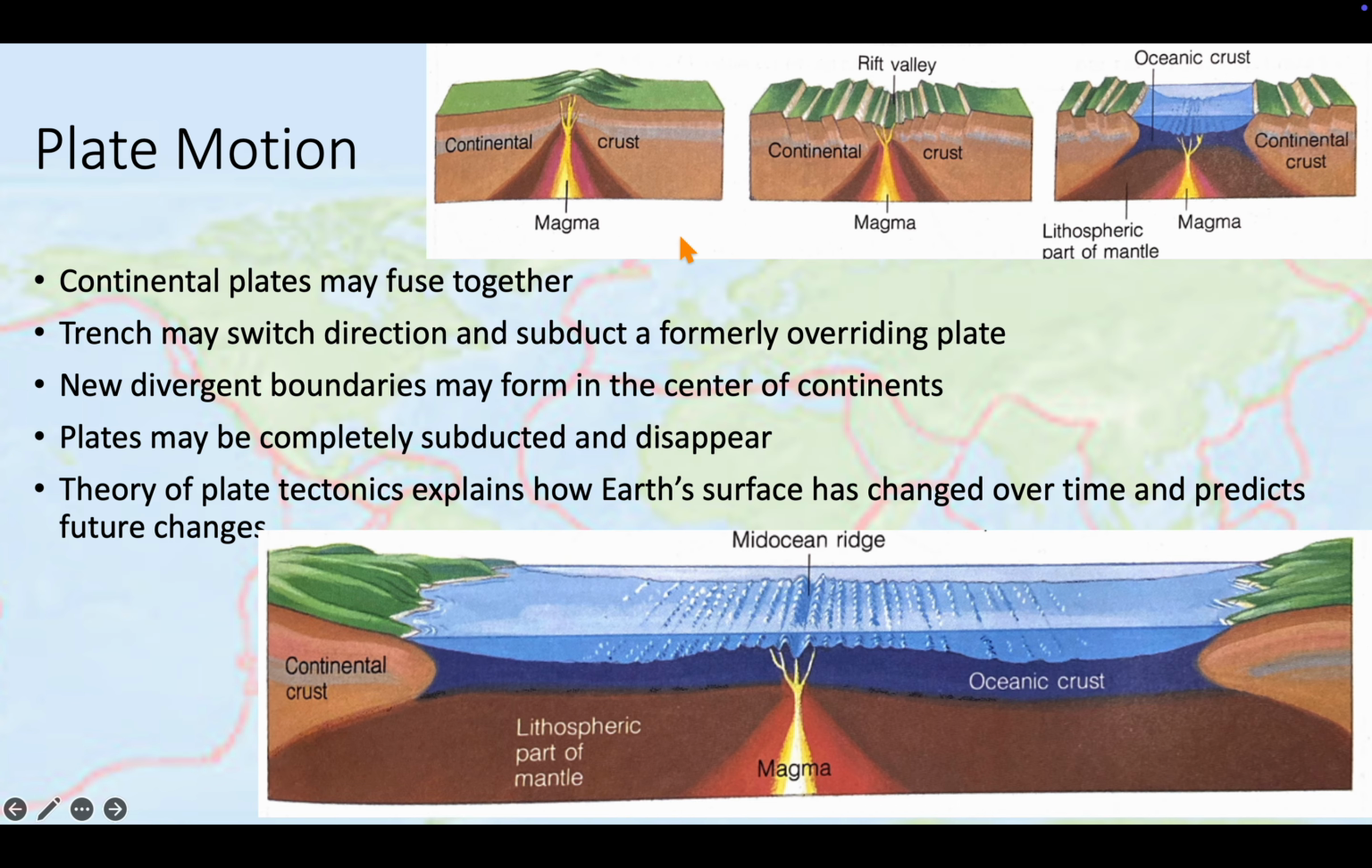Okay. So continental plates may fuse together. A trench can switch direction and subduct a formerly overriding plate. New divergent boundaries may form in the center of continents. Plates may be completely subducted and disappear. The theory of plate tectonics explains how Earth's surface has changed over time and predicts future changes.